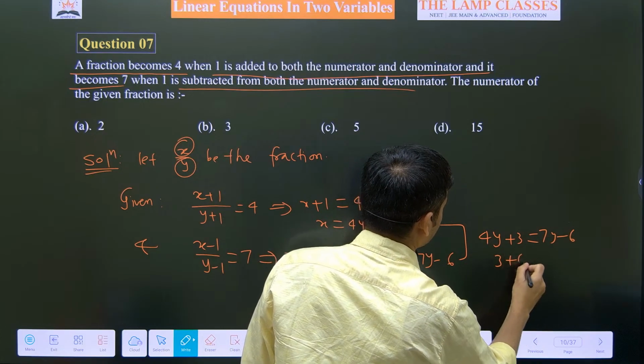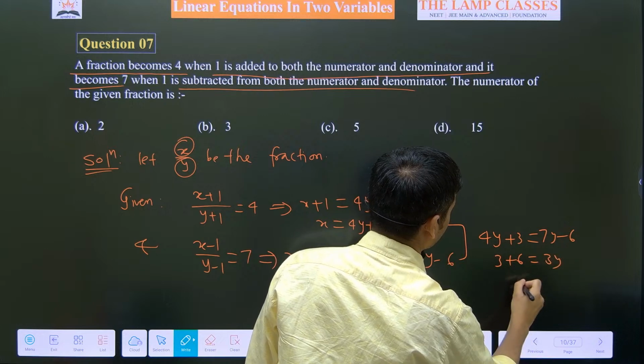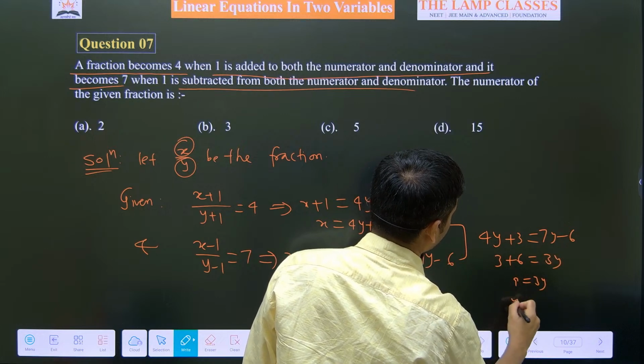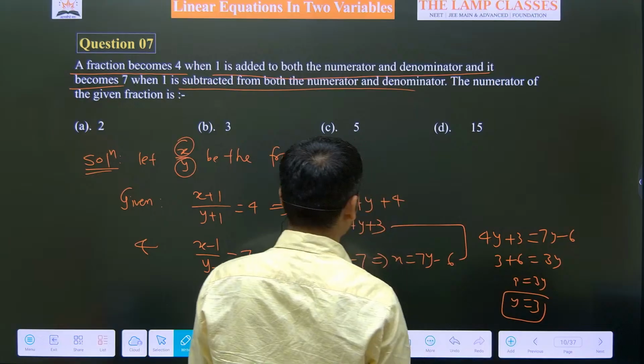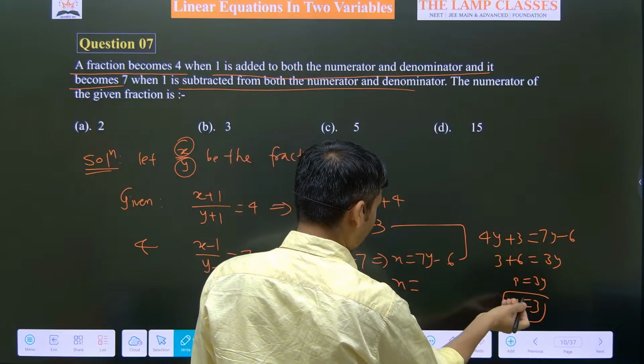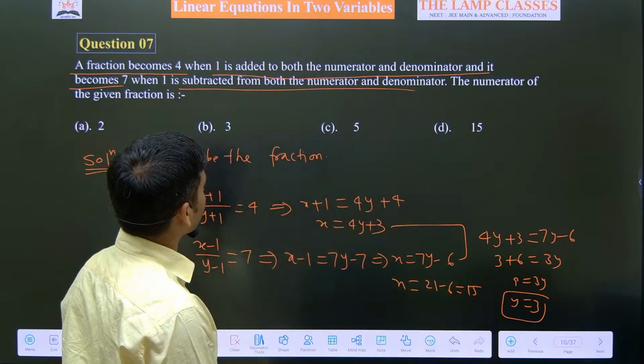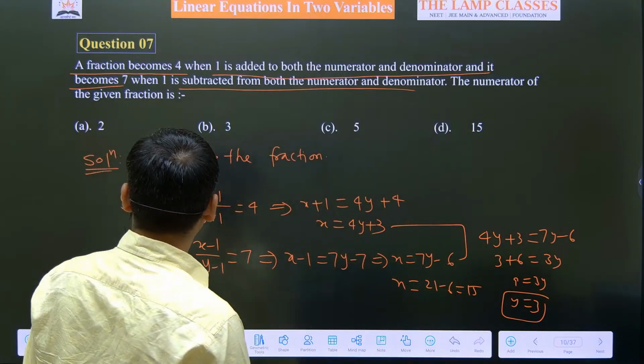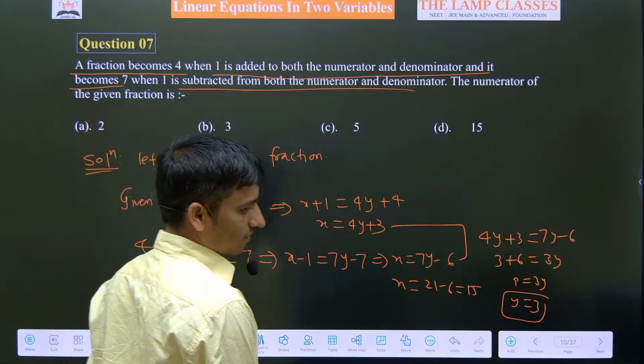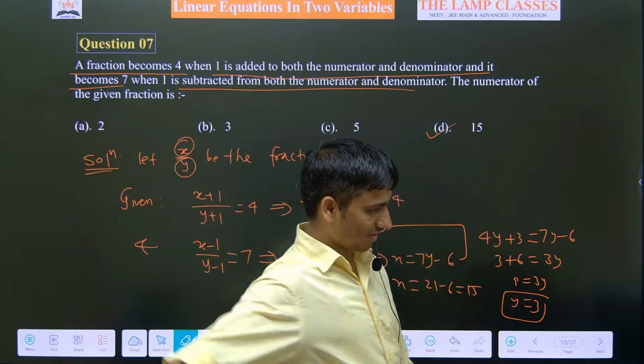3 plus 6 is equal to 3y, right? So 9 is equal to 3y. y is 3. And if y is 3, x will be 21 minus 6, which is 15, right? So what's the fraction? They are asking only the numerator. The numerator was x, right? That is 15, which is option D. Very nice.